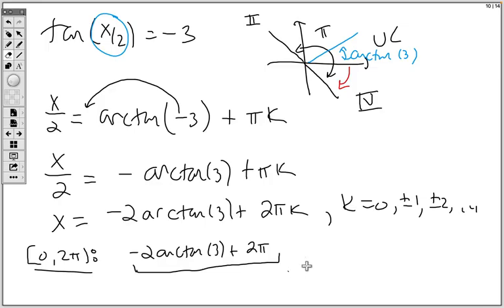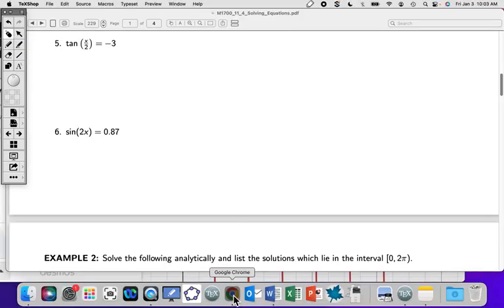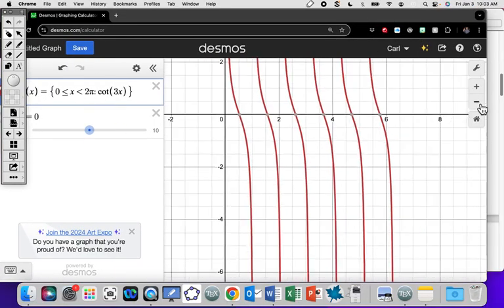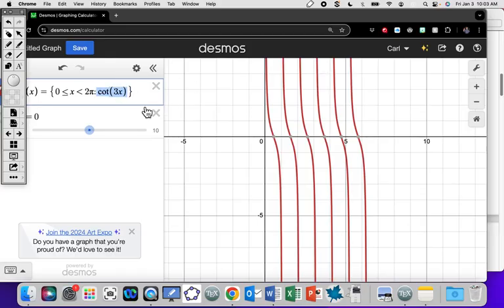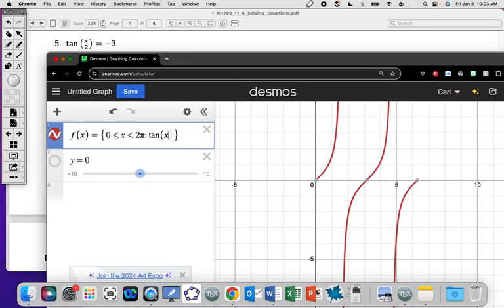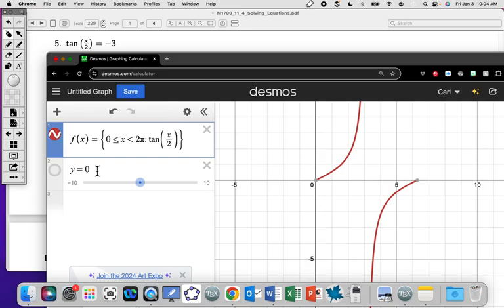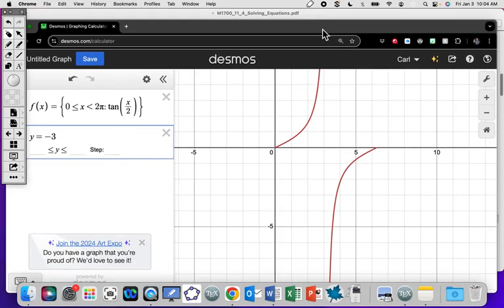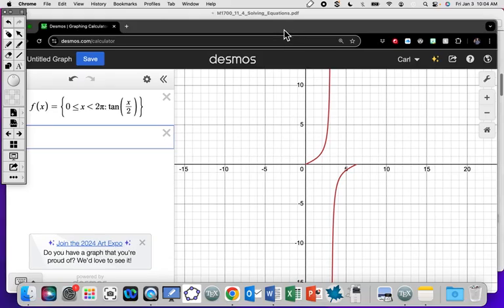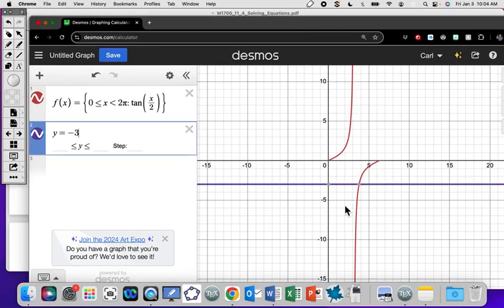Once again, if you're not comfortable with that, you've got technology to help you approximate these answers. So let's head over to Desmos here. And let's type this in. This was the tangent here. It's x over 2, just like in the problem, and we're looking at -3. Let me zoom out a little bit. Boom. There's that 1. So that's the decimal there.